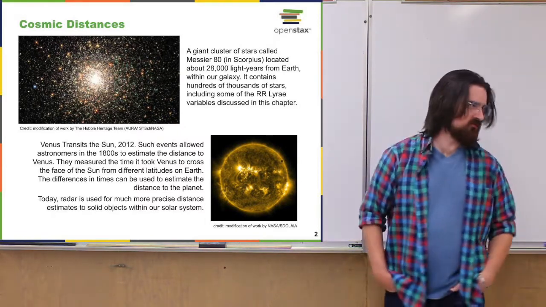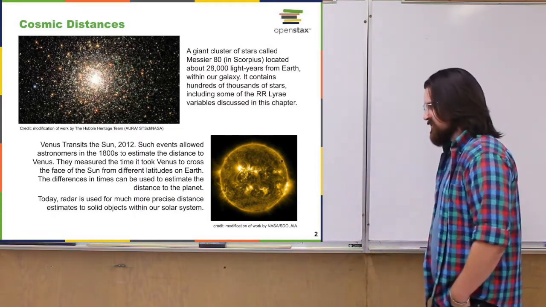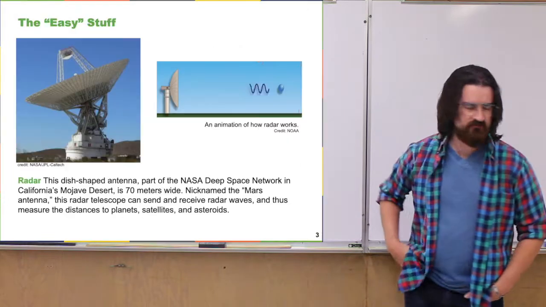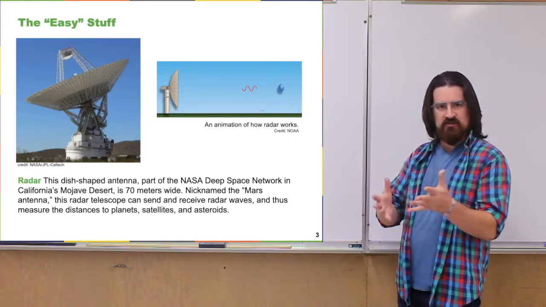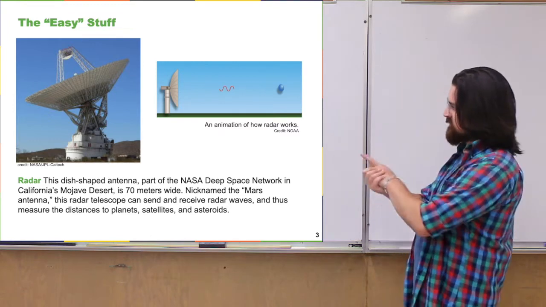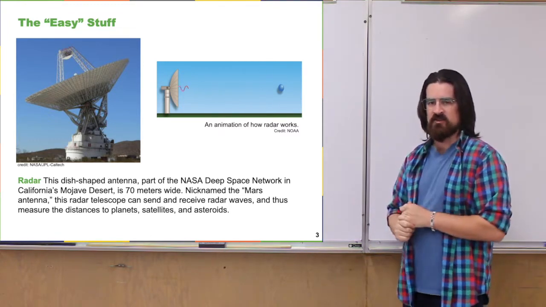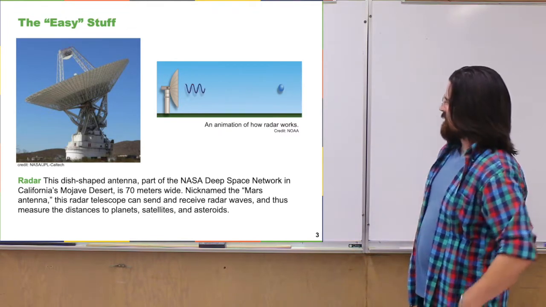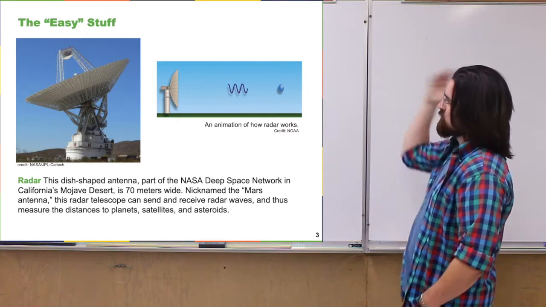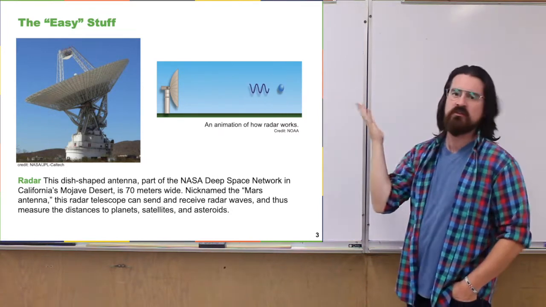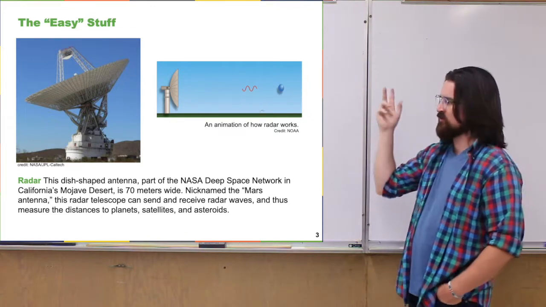So that technique of using radar works quite well when you're talking about solid objects that are within our solar system. So this is sort of the easy stuff. We're able to actually just generate radio waves. So that big antenna there is a radio wave generator and receiver. And the animation here shows a really simple illustration of how we use radio waves to find the distance to objects, right? This is what we call radar.